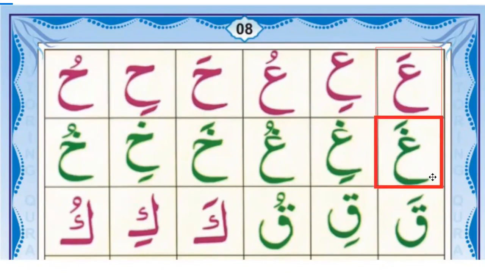Next letter is Ghain. Ghain fatha, Gha. Ghain kasra, Ghi. Ghain dhamma, Ghu. Next letter is Kha. Kha fatha, Kha. Kha kasra, Khi. Kha dhamma, Khu. Next letter is Qaf. Qaf fatha, Qa. Qaf kasra, Qi. Qaf dhamma, Qu. Next letter is the soft Kaf. Kaf fatha, Ka. Kaf kasra, Ki. Kaf dhamma, Ku.